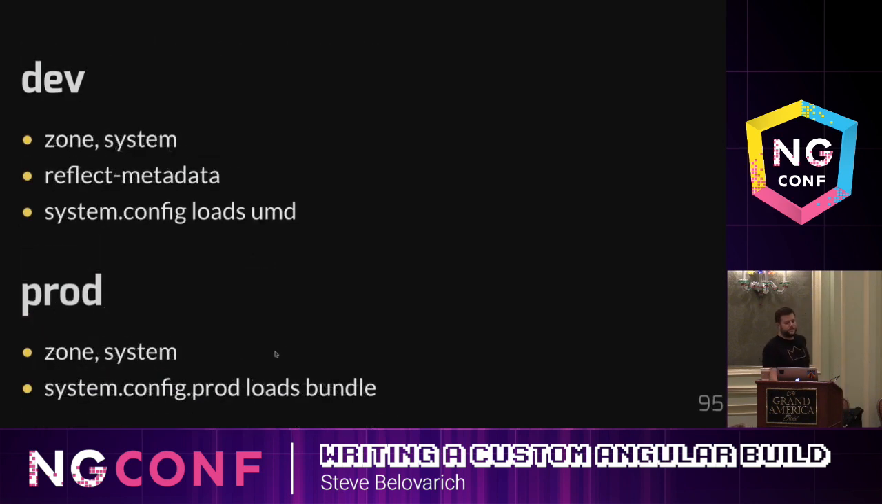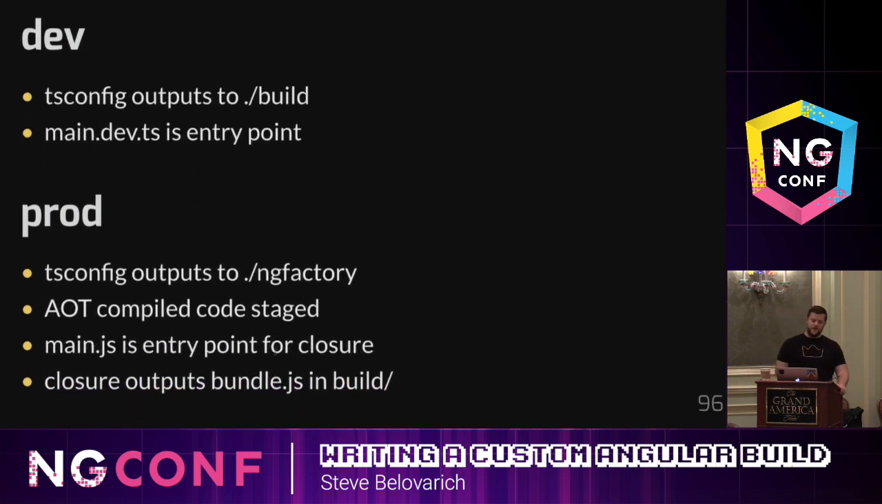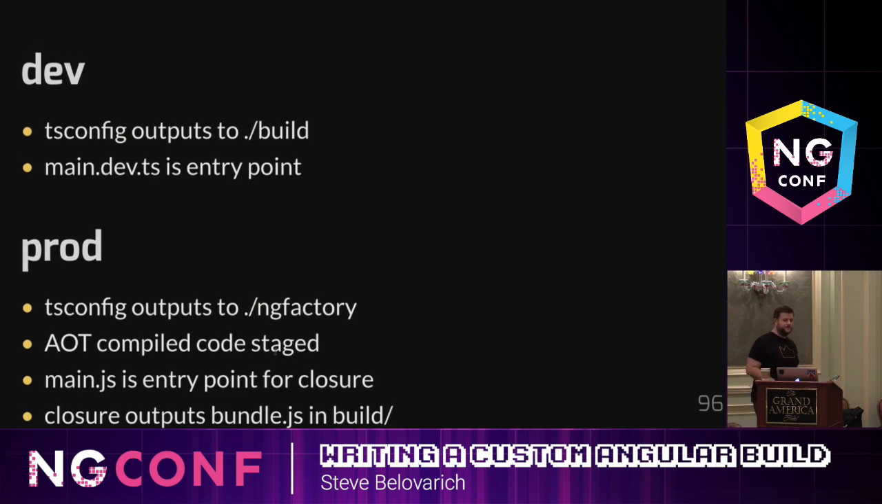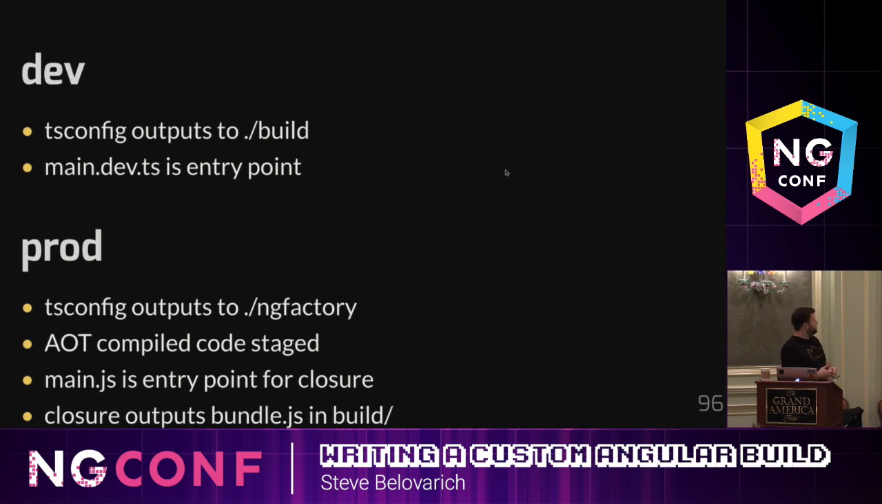So the main differences between our development build and our prod builds are in prod, we only need zone and system. We don't need reflect metadata. And system is going to load our bundle and not the UMD modules it was loading in dev. Our dev build uses a tsconfig that compiles our source into the build folder. And then it uses main.dev.ts as an entry point.